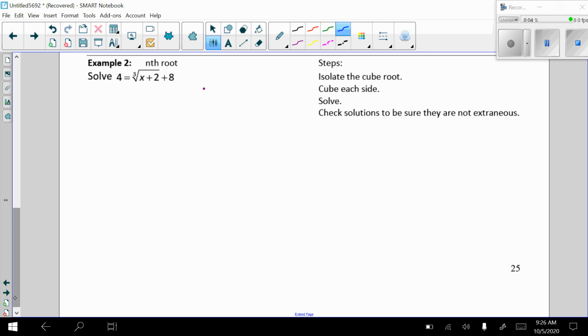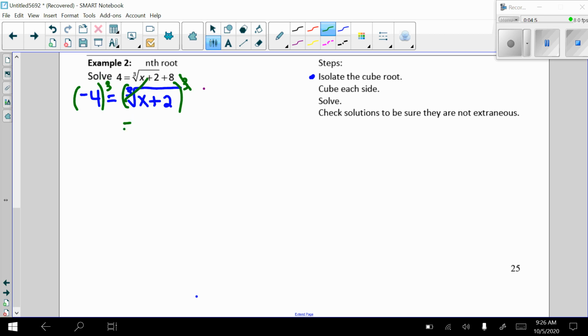Okay, moving on. Very similar. Now we're going to solve a cubic equation. We're taking the cubed root here. So kind of the same steps. We have to isolate our cubed root, so we're going to subtract 8 from each side. And we know that the inverse of cubing, or taking the cubed root, is to cube something. They undo each other.